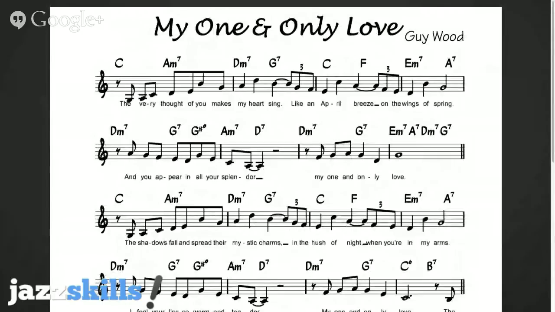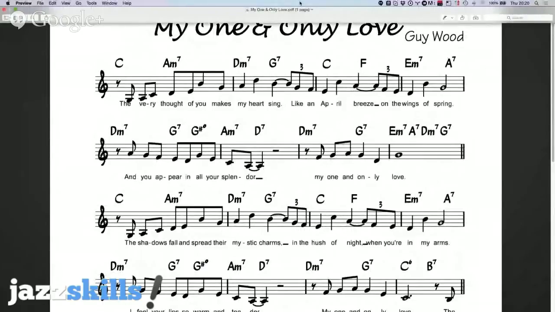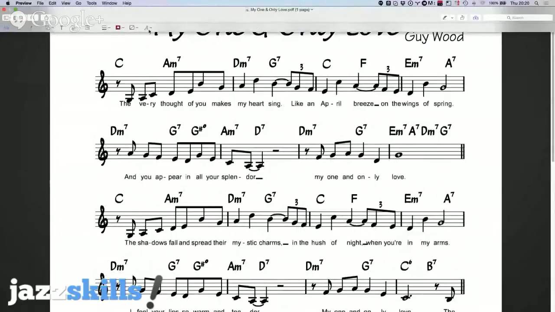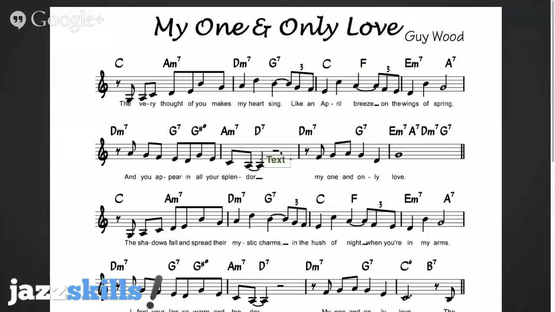So right at the beginning we've got G in the melody. We've got C major 7. There's nothing stopping us playing our G6 over C voicing. Okay? So right there is where we can play one. G6 over C.